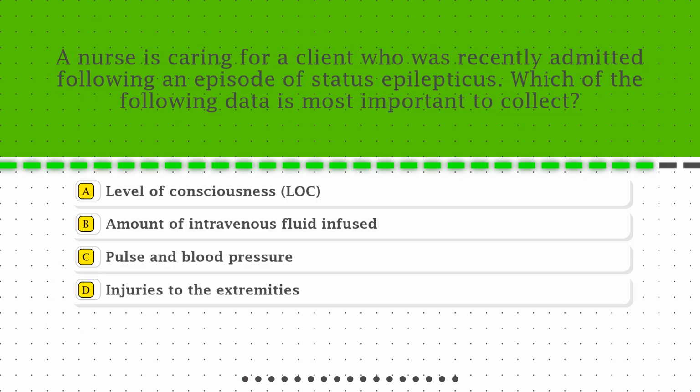Question 15. A nurse is caring for a client who was recently admitted following an episode of status epilepticus. Which of the following data is most important to collect? Option A. Level of consciousness, LOC. Option B. Amount of intravenous fluid infused. Option C. Pulse and blood pressure. Option D. Injuries to the extremities.